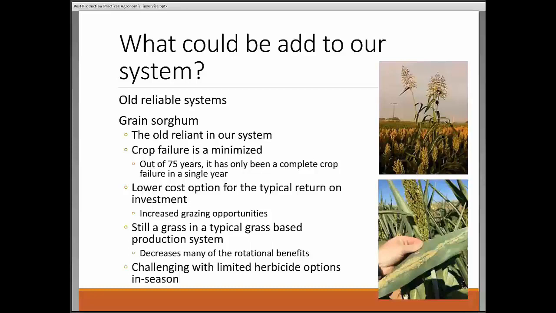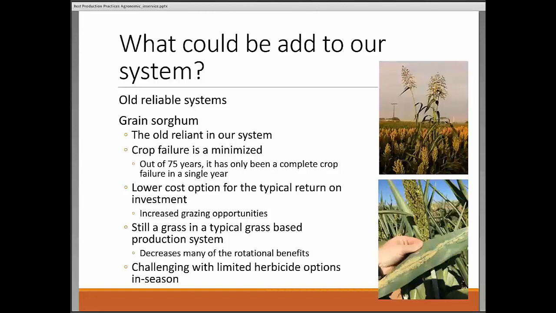Grain sorghum is probably one of our most reliable systems. If we want to talk about crops that are able to stand Oklahoma weather and Oklahoma farming conditions the most, we probably highlight two, and that's wheat and grain sorghum. Because when you look at crop failure, it's very minimal. I think if you go back and look at the data from RMA, out of 75 years that they've been collecting data on wheat, we've had a complete statewide crop failure a single time, once. Even throughout those drought years in the early 2010s, we still were able to pull off a semi-decent grain sorghum crop.